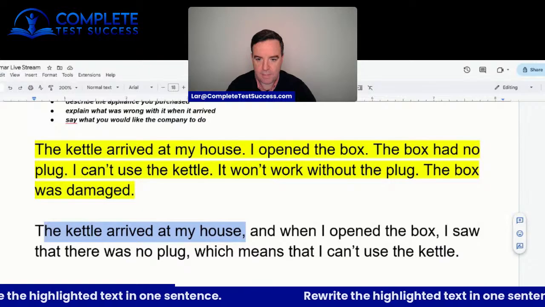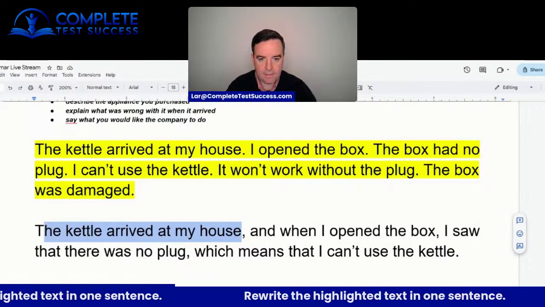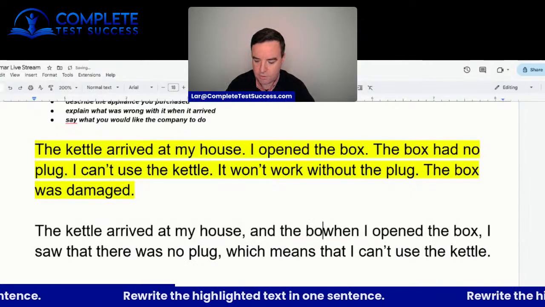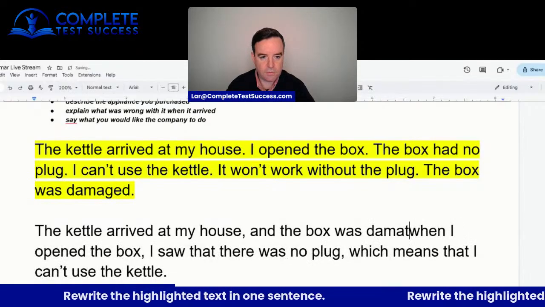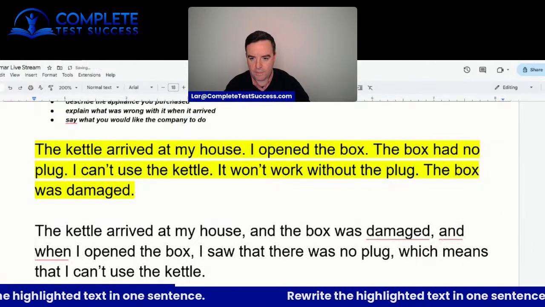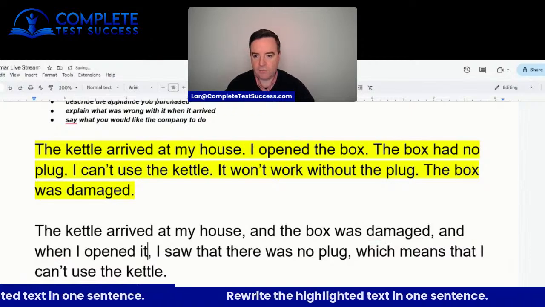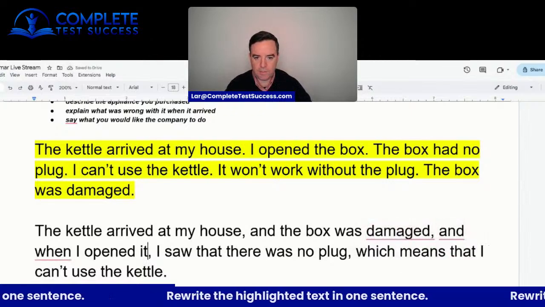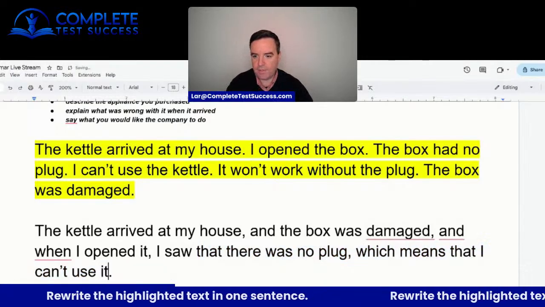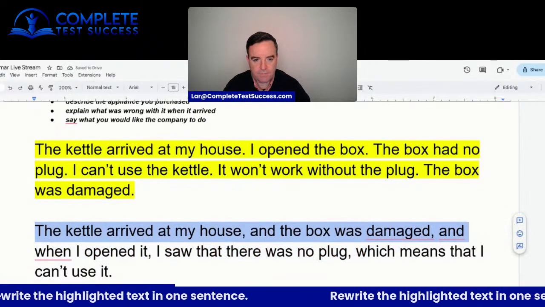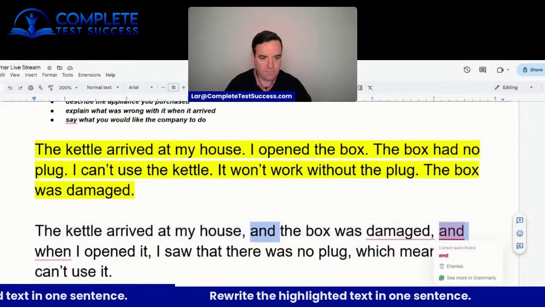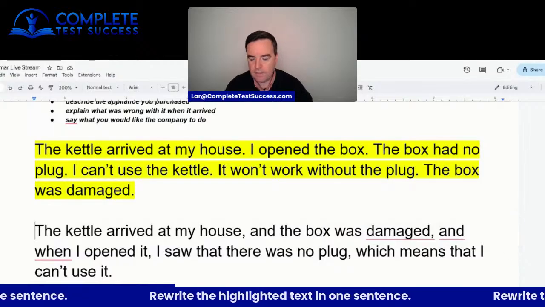Okay, so the kettle arrived at my house, and the box was damaged. And when I opened it, I saw that there was no plug, which means that I can't use the kettle. That's repetition as well. Better off to say it: the kettle arrived at my house, and the box was damaged. So I'm using "and" twice here, so that's not great. So let's go like this.